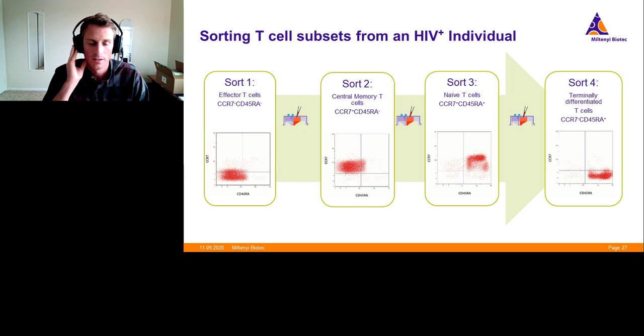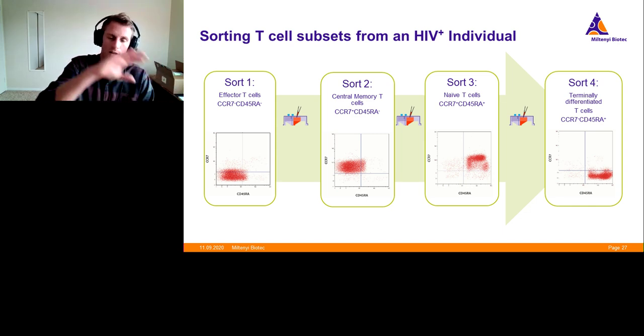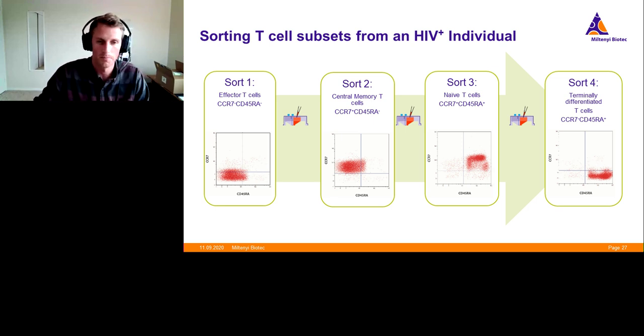with a pipette. So what they were able to do was sort multiple populations from the same material, and they did that by simply taking from the negative sort chamber and then placing that into the input side to sort out the next cell type. So from this, they were able to get effector Ts, central memory Ts, naive Ts, and terminally differentiated T cells from the same set of material. So that's just one blood sample.